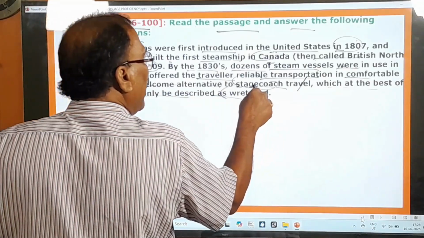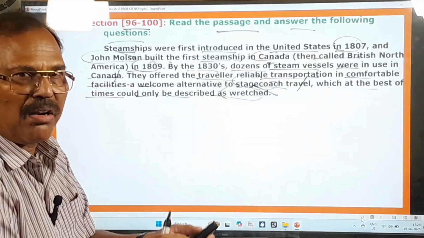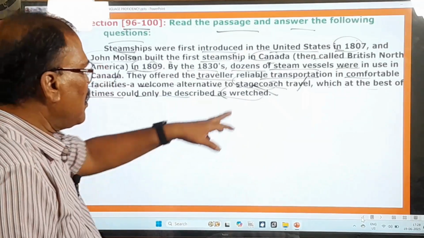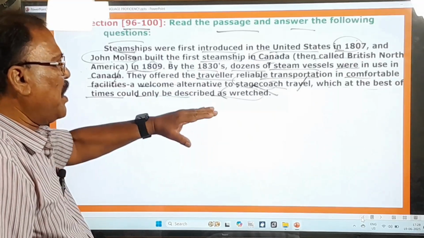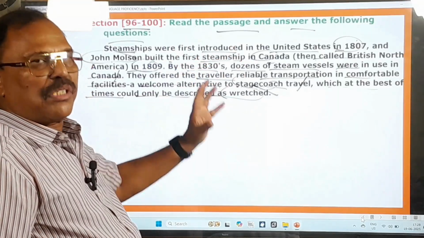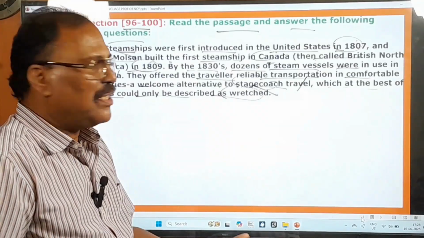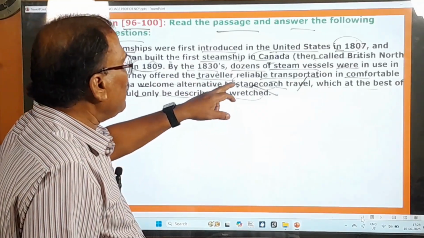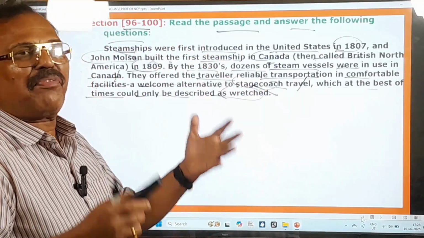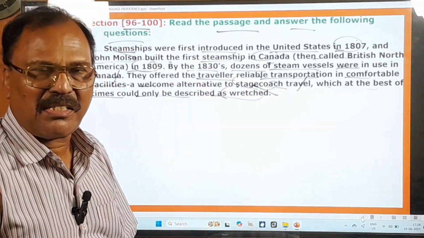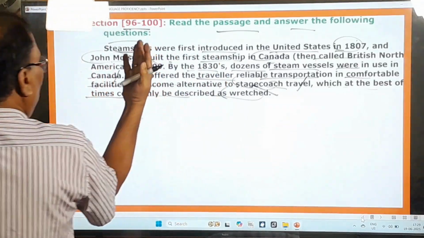And these stagecoaches, small boats, just like small horse buggies in those days, at the best of times could only be described as wretched, meaning the worst boats in those days on the sea journey or ocean journey. So only replacing these stagecoaches, these steamships came into existence. They offered wonderful and comfortable services to the travelers. So this is all about the passage.